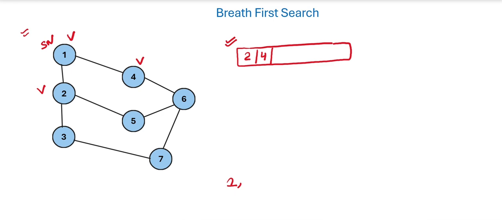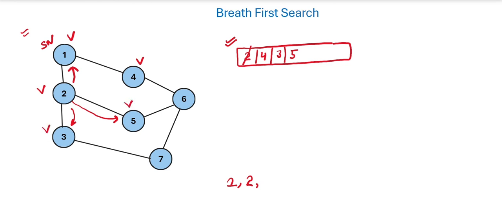So now we will pick 2 and we will remove it from the queue and we'll add it to our sequence of traversed nodes. Now from 2 we can move to 1, 3 and 5. But as 1 is already visited, we will insert only 3 and 5 to this queue and we'll mark 3 and 5 as visited.